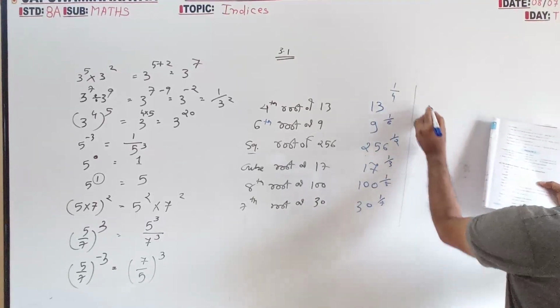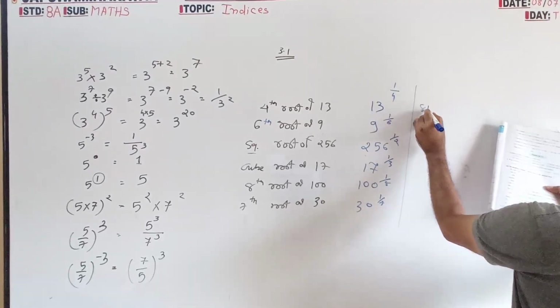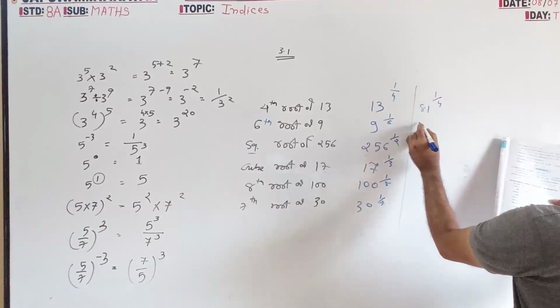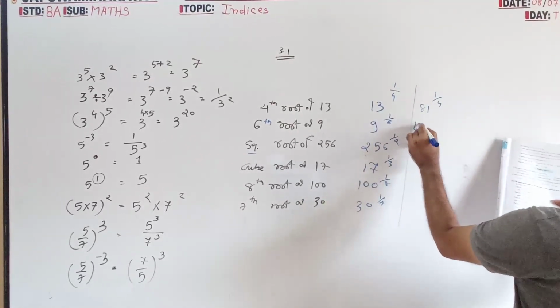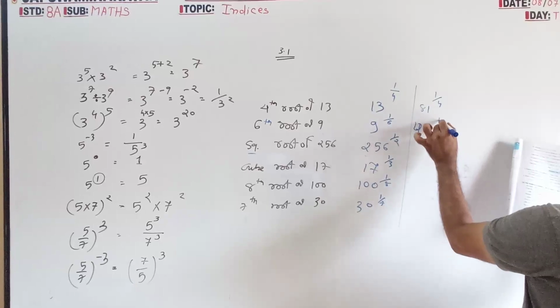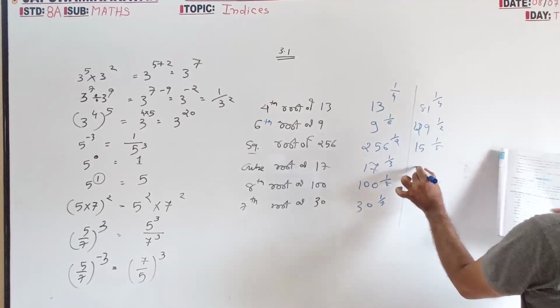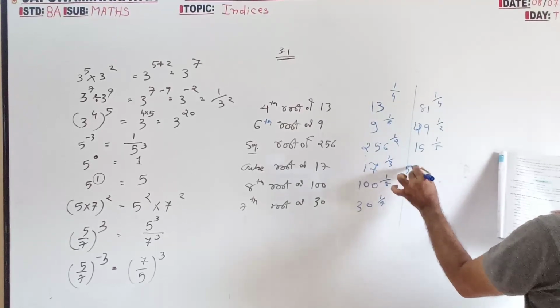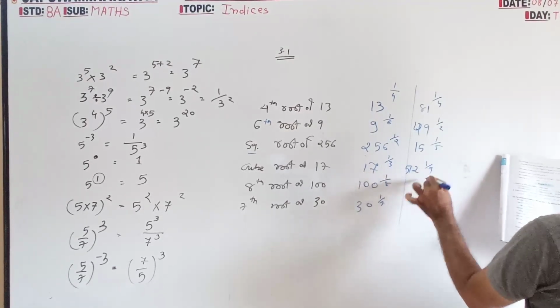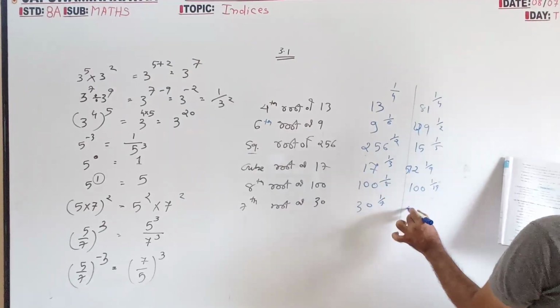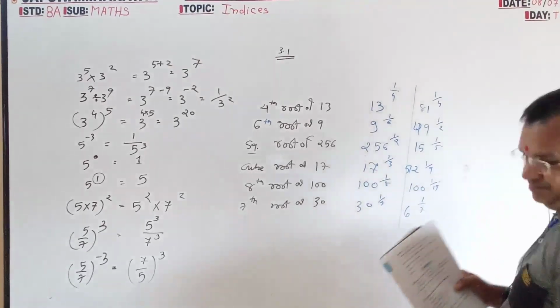Now new questions. 81. Don't write this column. 49, 1 by 2. 50, 1 by 5. 5 by 2, 1 by 9. 100, 1 by 19. 6, 1 by 7.